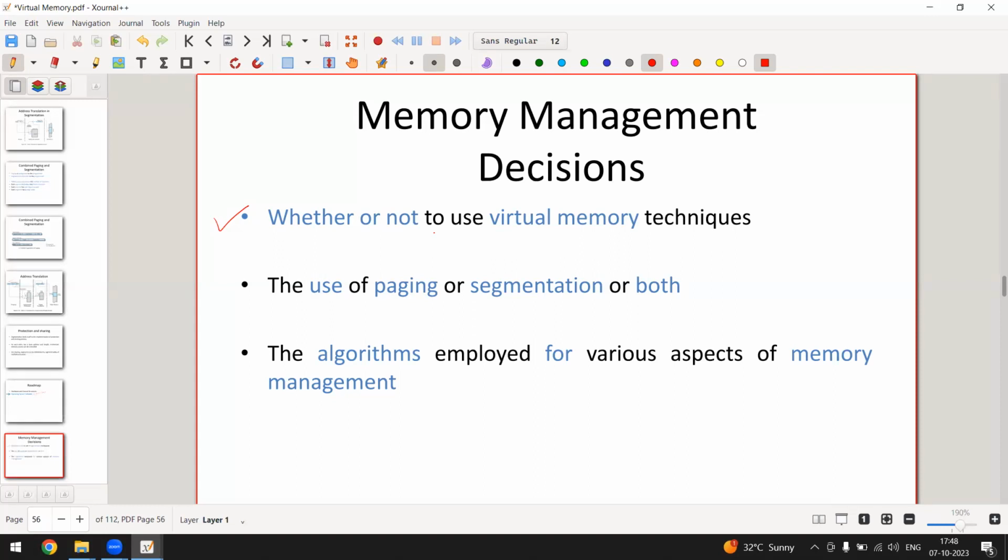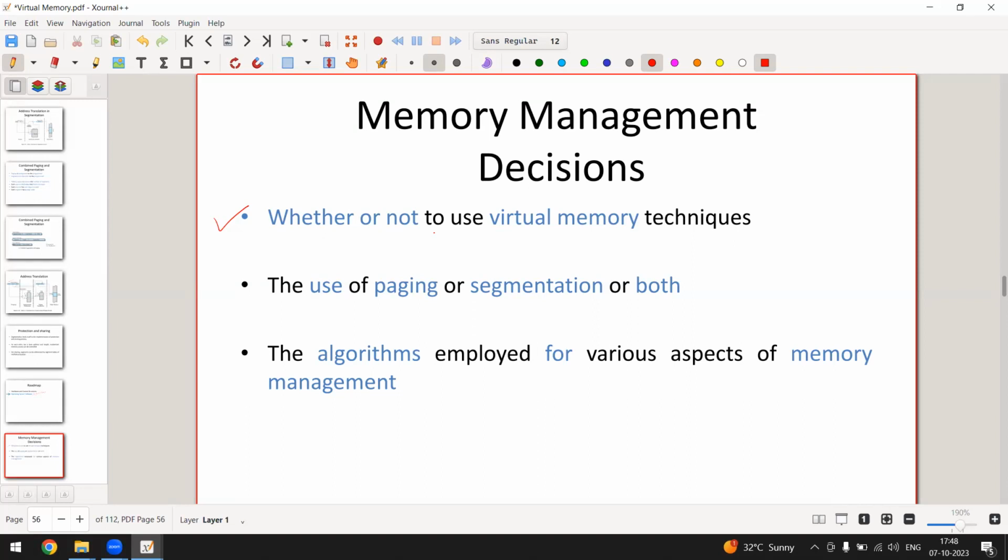The second decision we have to take is the use of paging or segmentation or both. So are we going to use normal paging, virtual memory paging, segmentation, or do we want to use the combined scheme of paging and segmentation? That we have to see.